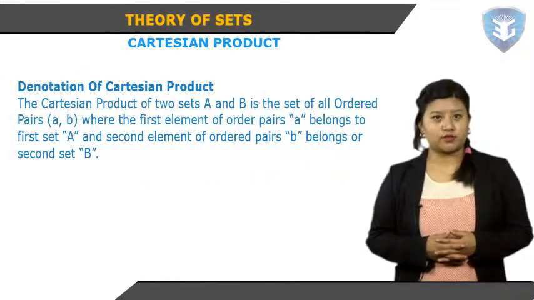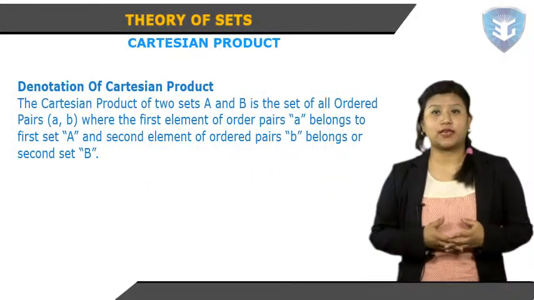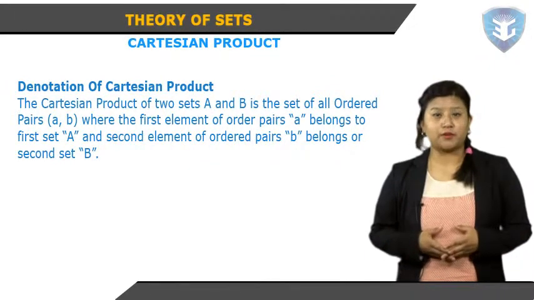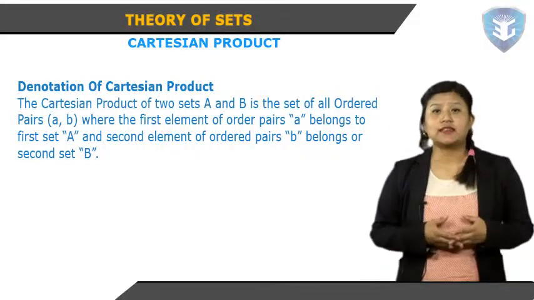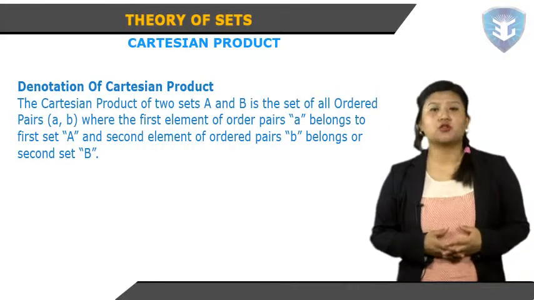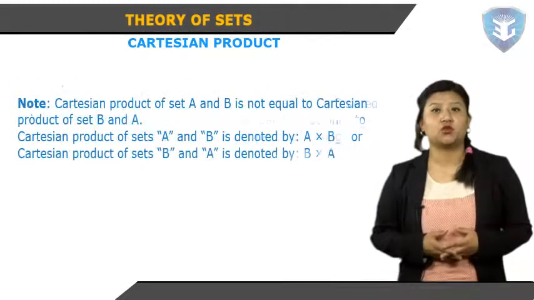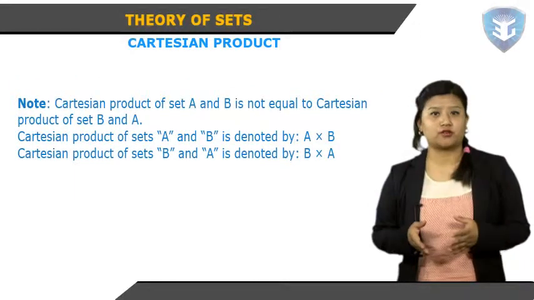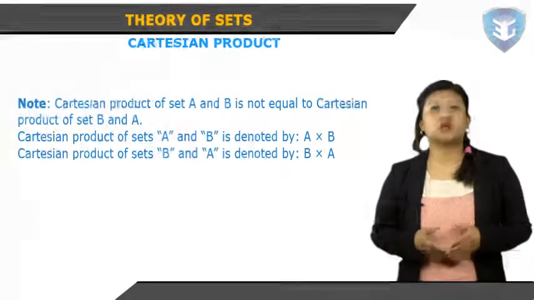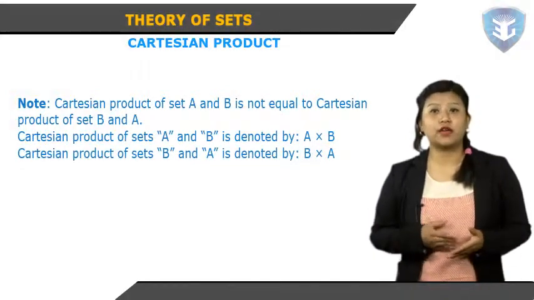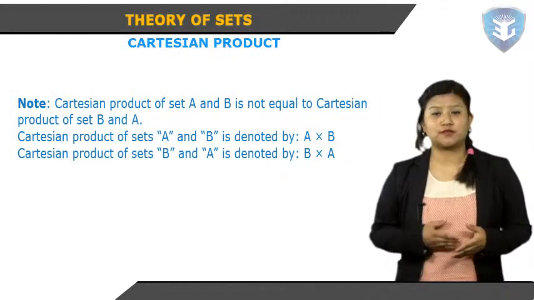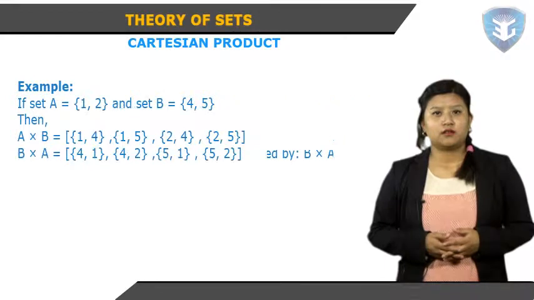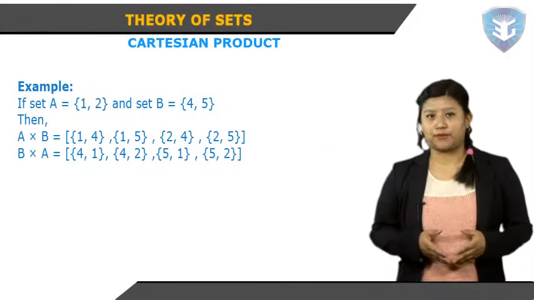Denotation of Cartesian product. The Cartesian product of two sets A and B is the set of all ordered pairs (a, b), where the first element of the ordered pair, a, belongs to the first set A and the second element of the ordered pair, b, belongs to set B. Note that the Cartesian product of sets A and B is not equal to the Cartesian product of sets B and A. The Cartesian product of sets A and B is denoted by A cross B, and the Cartesian product of sets B and A is denoted by B cross A. Look at the screen for an example.